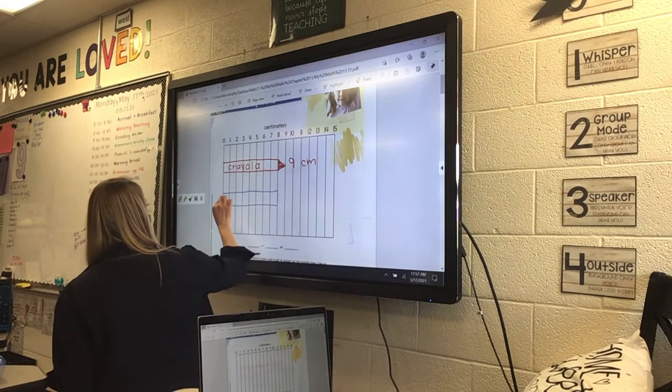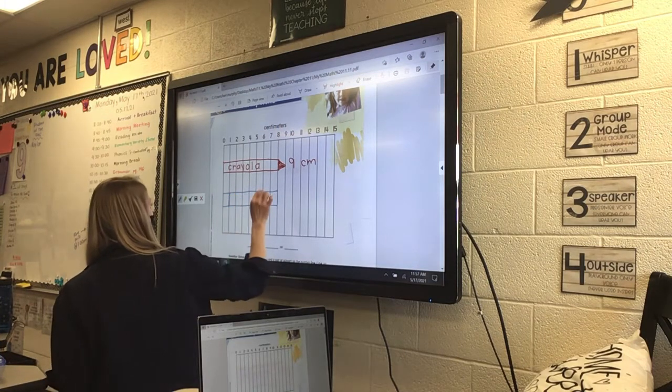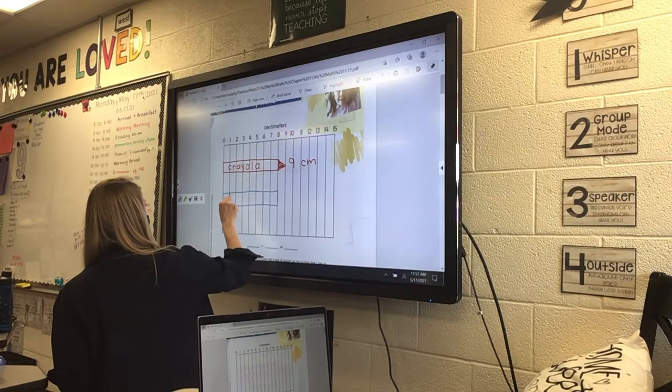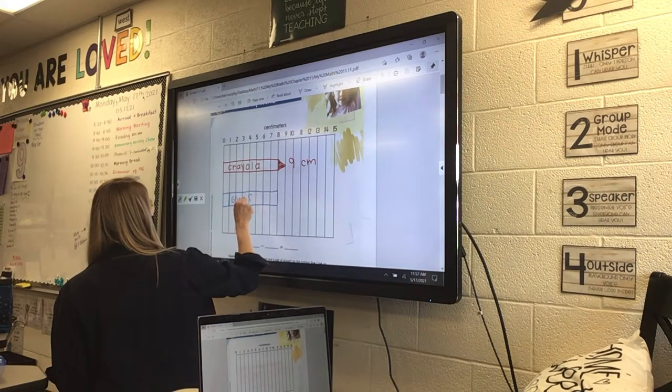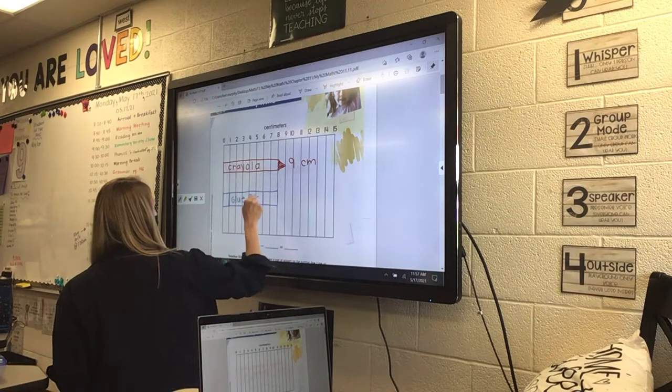I'm so bad at tracing. I know. Oh wait, my ruler is sliding. What do you do on your ruler? I can do a good line.